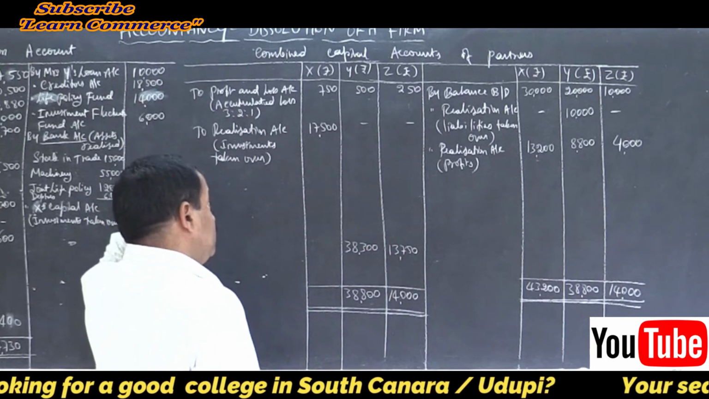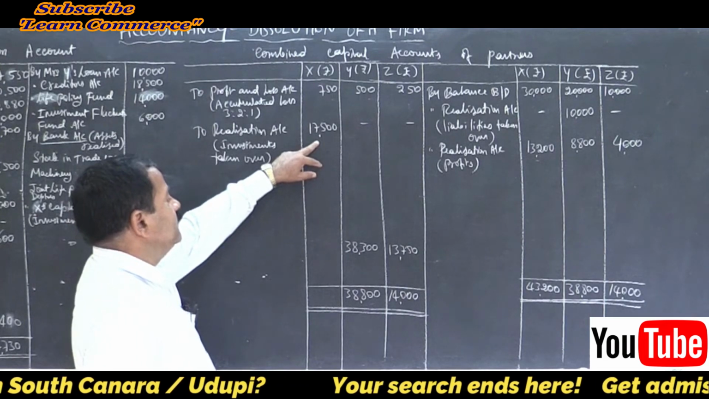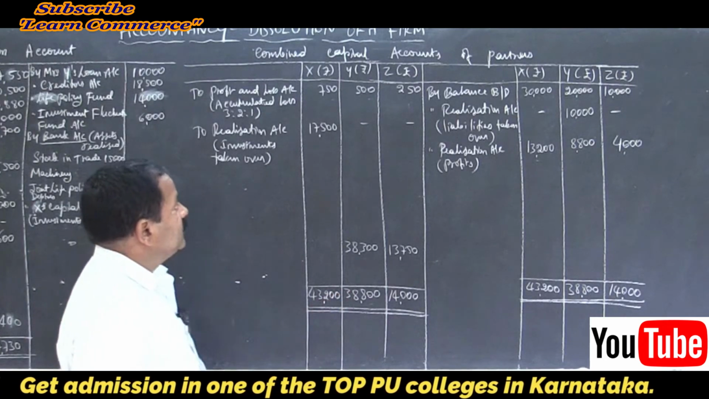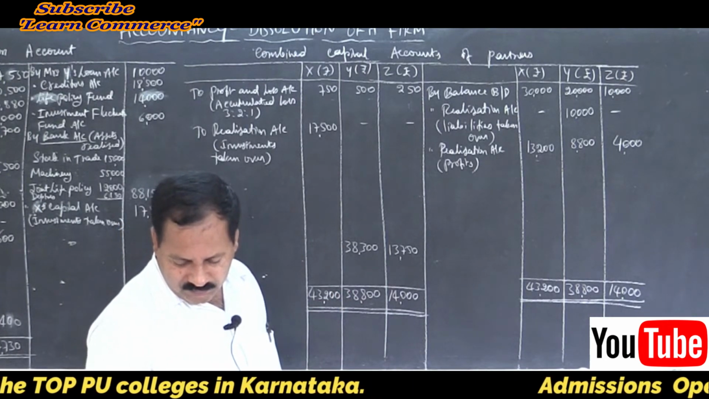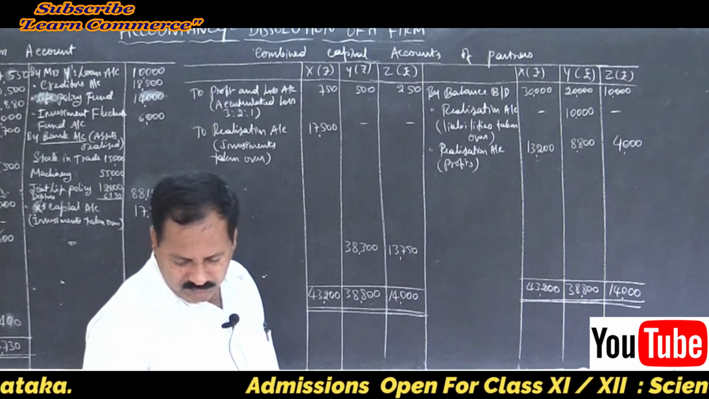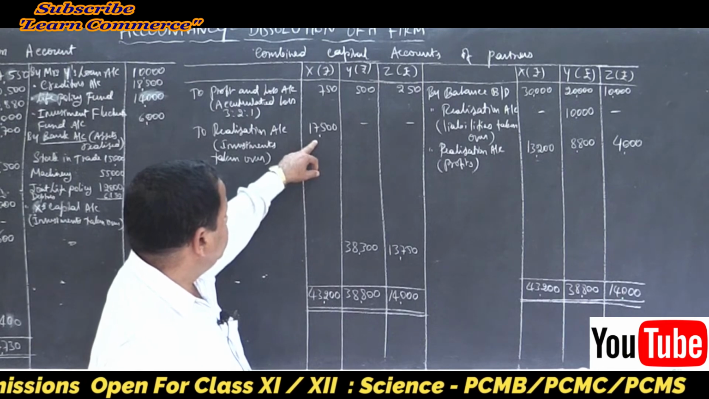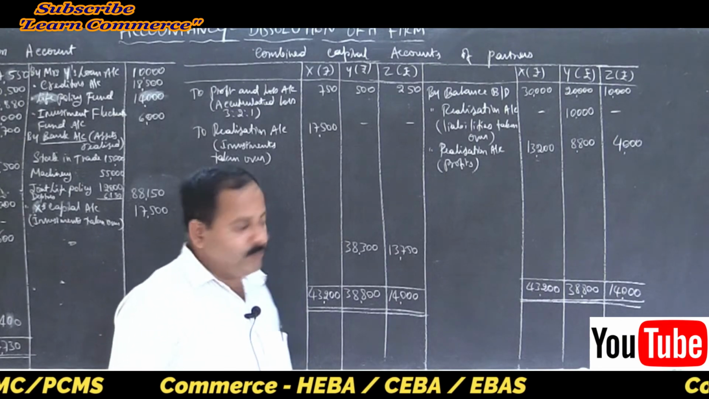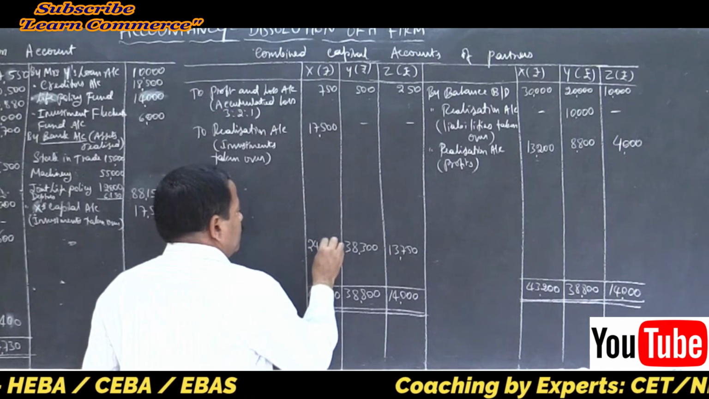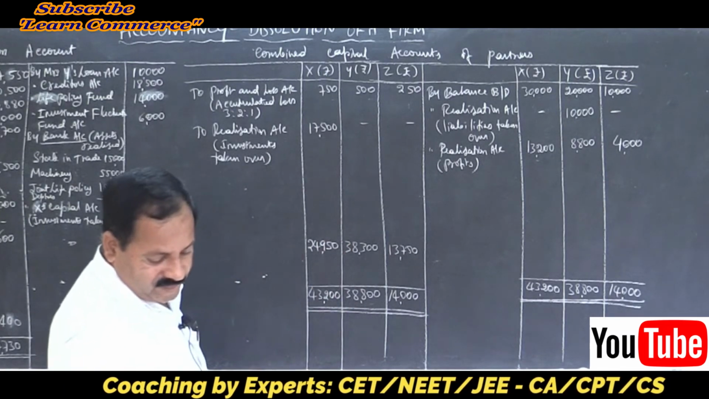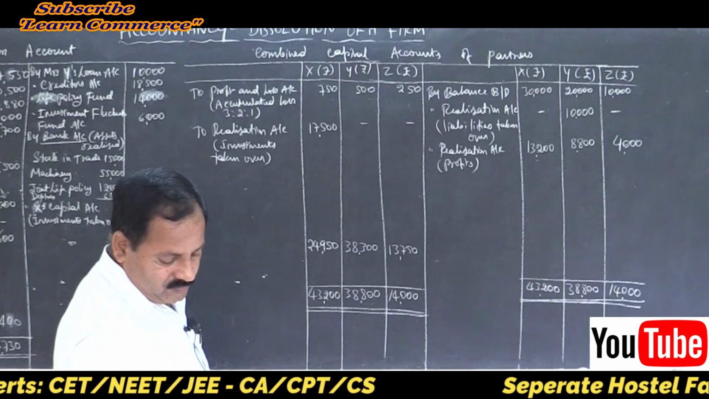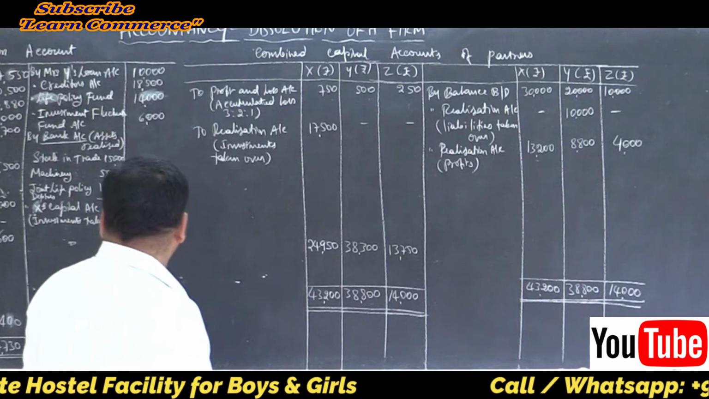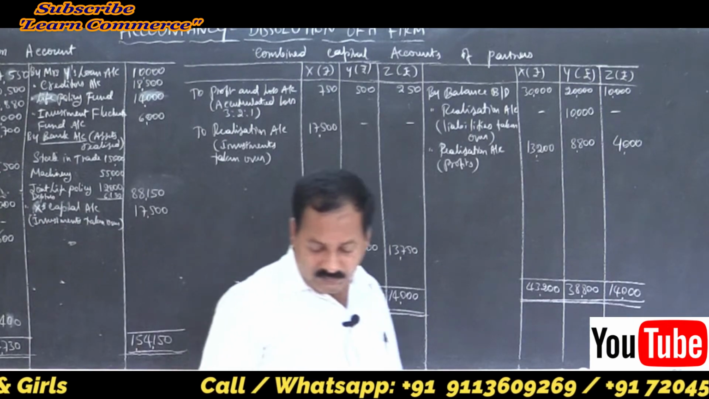Correct? Yes. Here 18,250 you have to deduct. 43,200 minus 18,250. 24,950 is the difference. Wasn't it? Yes.